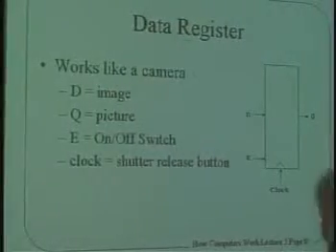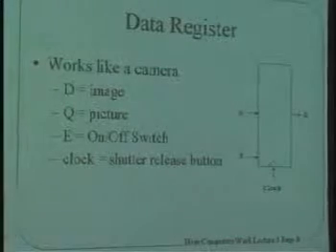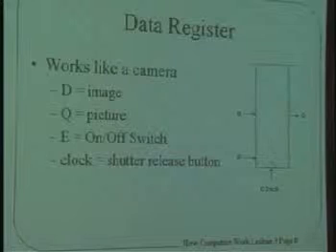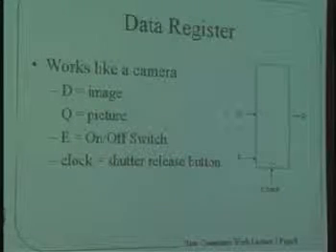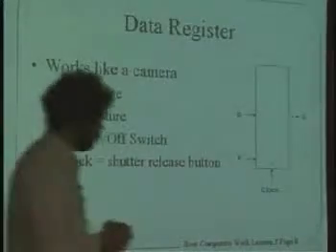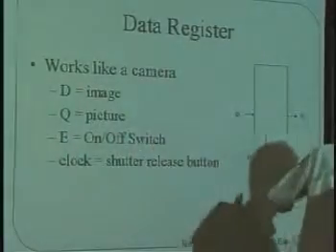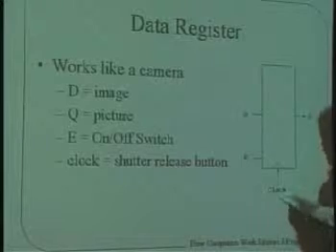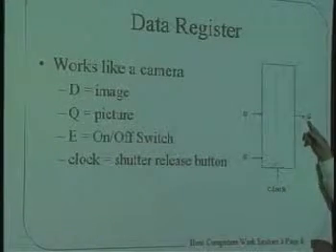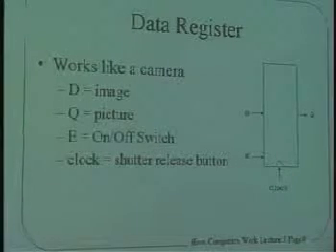Let's take a look at a data register, something a little bit more complex than that. A data register is sort of the most primitive memory that there is. And in particular, it can only remember one thing, one 32-bit word. And it has two inputs, D and E here. And it has another input called a clock. And then finally, it has an output Q. And let's see if I can explain how this works.